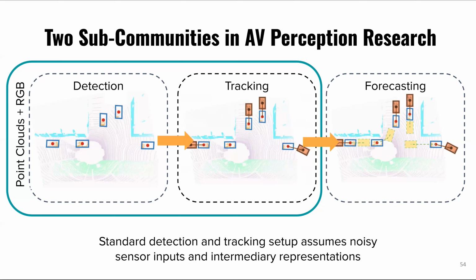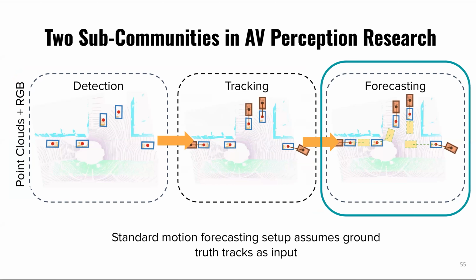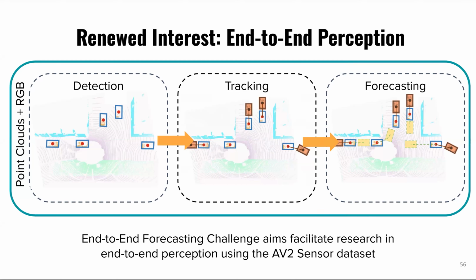It seems like there are almost two sub-communities within AV perception. There are folks that work on detection and tracking, and here we're pretty used to working with noisy sensor inputs and intermediate representations. And then we have folks that work on motion forecasting, and different from detection and tracking, the motion forecasting setup assumes ground truth tracks as input. And in recent years, in large part due to UniAD, which was the CVPR '23 best paper, there is significant renewed interest in end-to-end perception. So this is starting from raw sensor data and predicting all the way to forecasts.